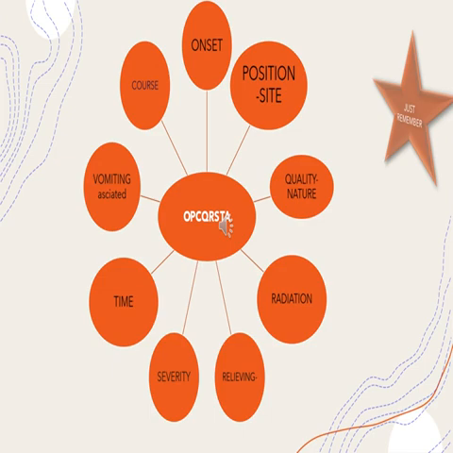This slide here gives you some abbreviation just to remember how to analyze a symptom. Each symptom you have to ask about. O stands for the onset, C stands for the course, then position and site, Q for quality, nature, radiation, relieving symptom, severity, time, A for associated symptom like vomiting.